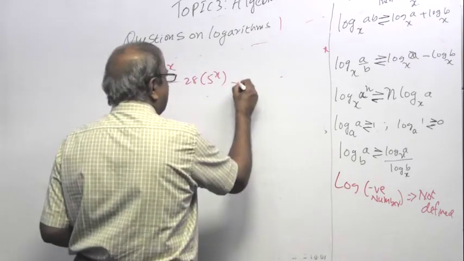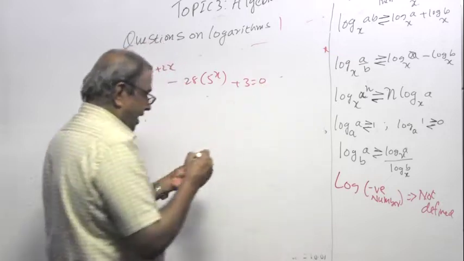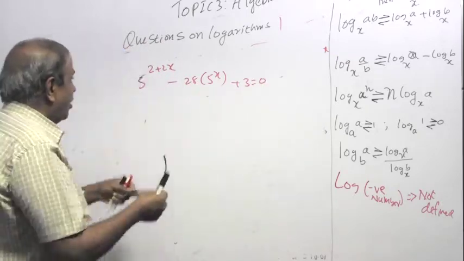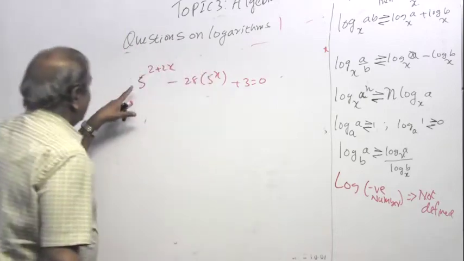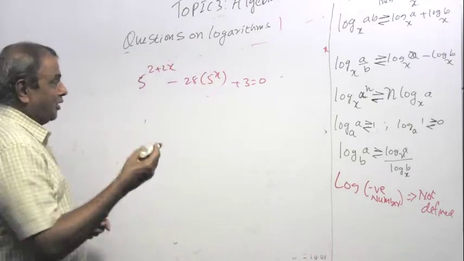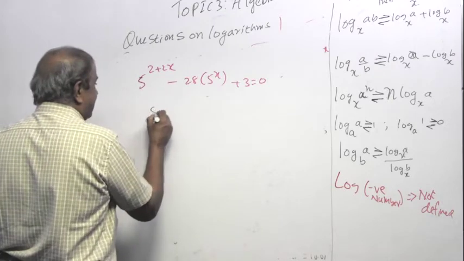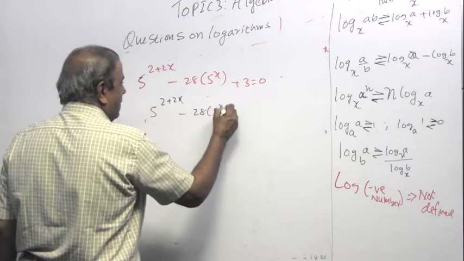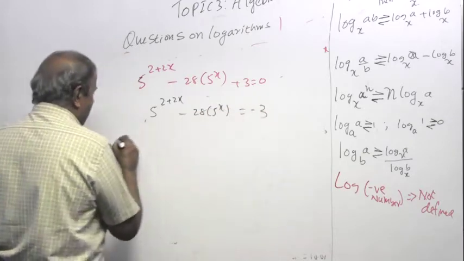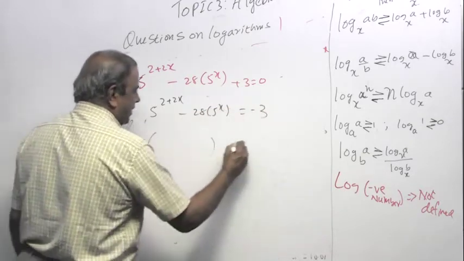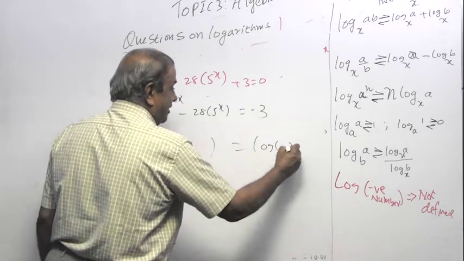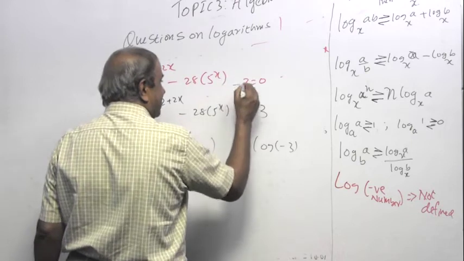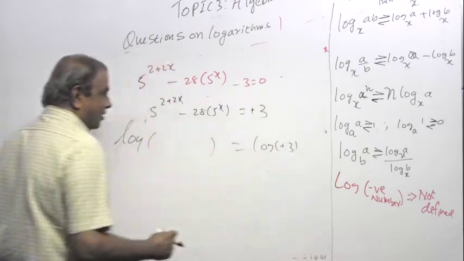Examiners love questions like this. Rare, but it comes. First and foremost, there is no log. Please don't say log. This is where I've seen students give an answer like this: 5 power 2 plus 2x minus 28 times 5 power x is equal to minus 3, so take log on both sides, log of minus 3. Some of them, if this is, let's say, a plus 3, they were justified.